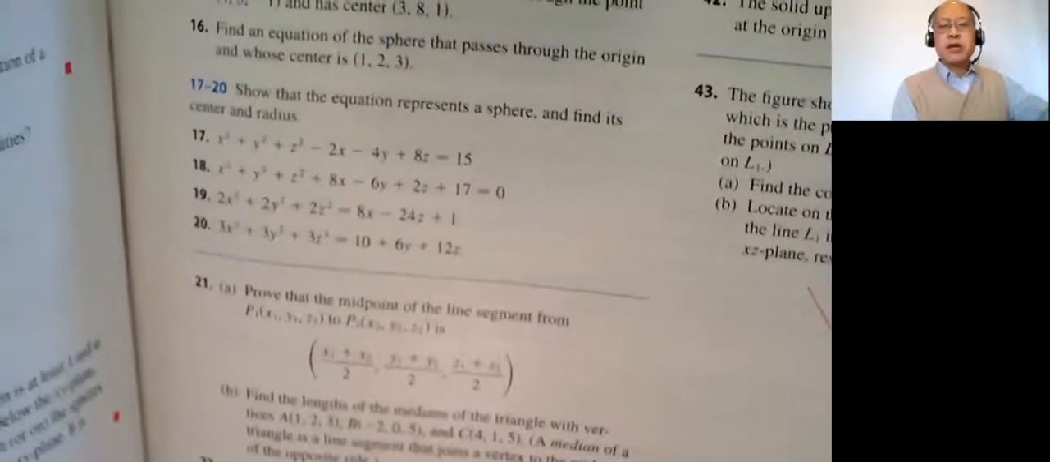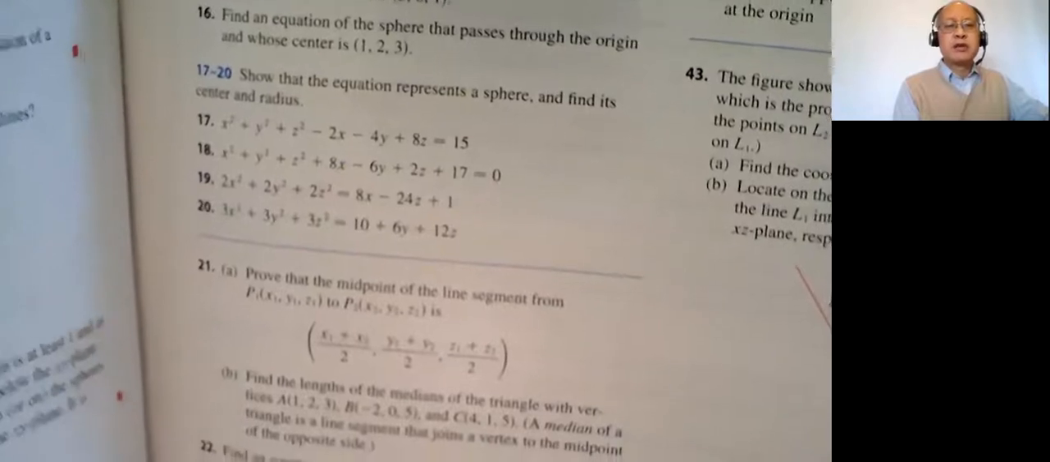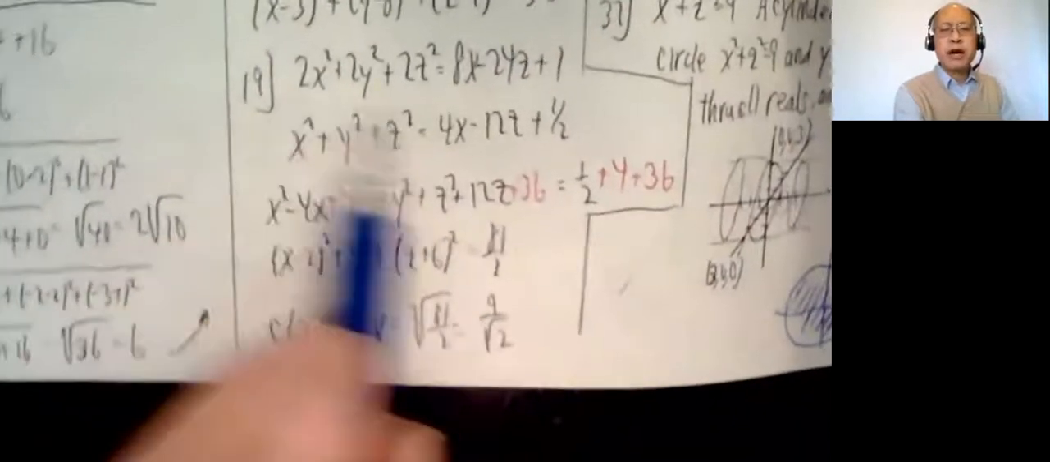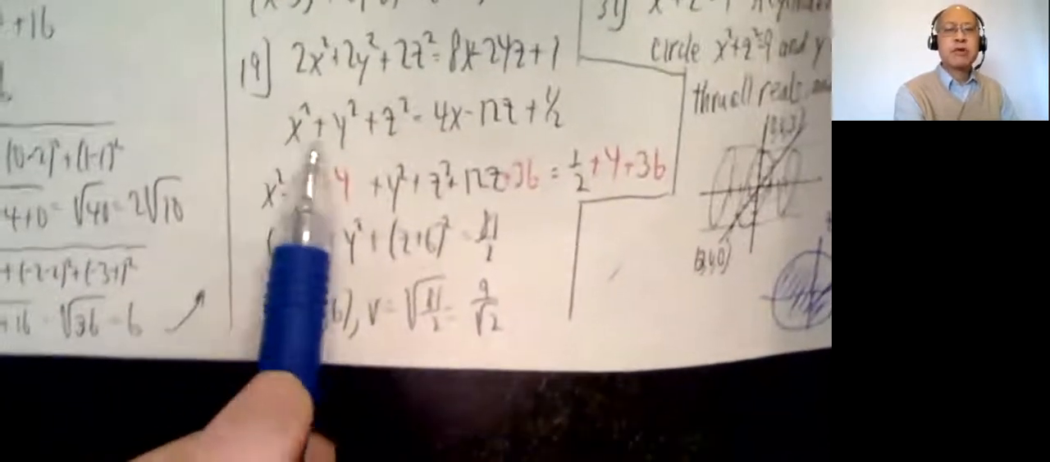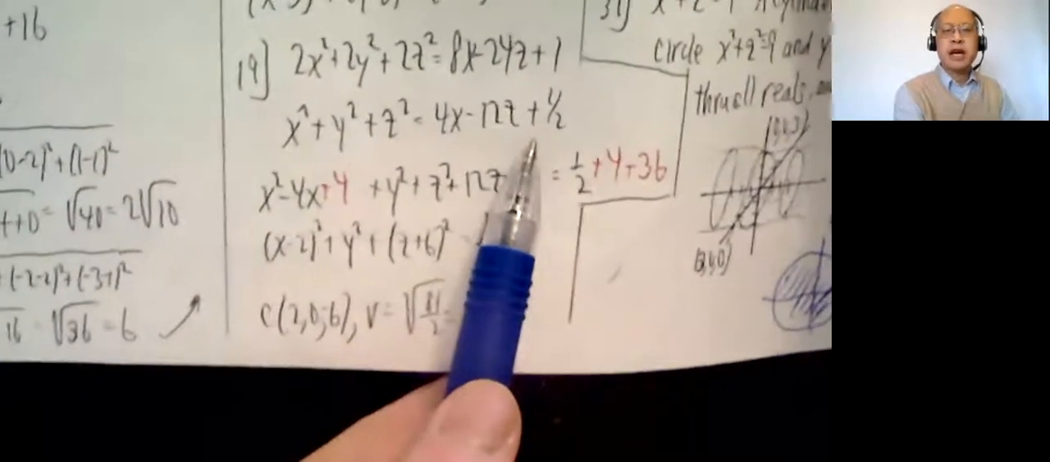Problem 19: show that the equation represents a sphere and find its center and radius. Okay, so here is the problem. First, I'm going to divide both sides by 2. That does give me a fraction, but that's the way it goes. X squared plus y squared plus z squared equals 4x minus 12z plus a half.